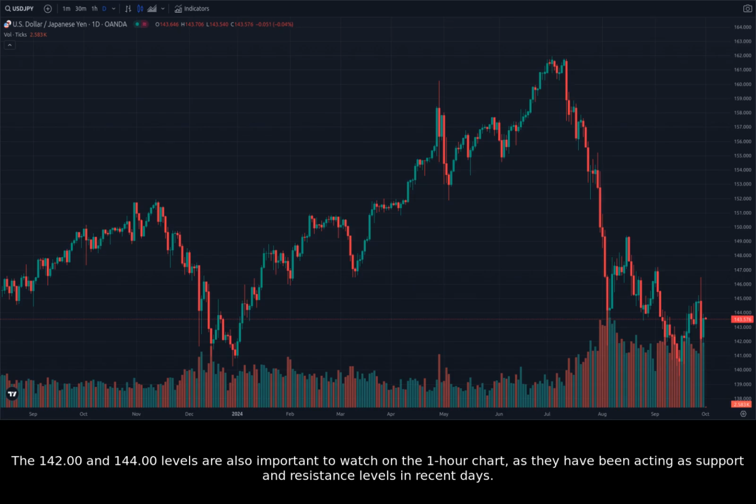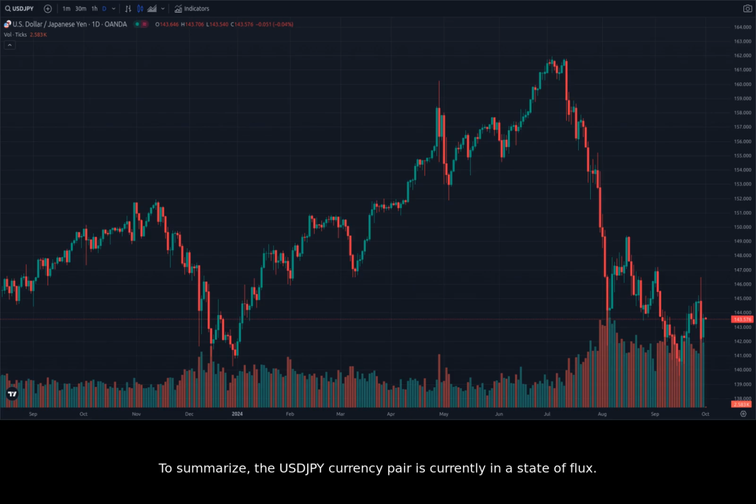To summarize, the USDJPY currency pair is currently in a state of flux. The recent political developments in Japan have led to a strengthening of the yen, pushing the pair down. However, the USD is also being supported by improved risk sentiment. The daily chart is showing a clear uptrend, but the recent pullback could be a short-term correction.